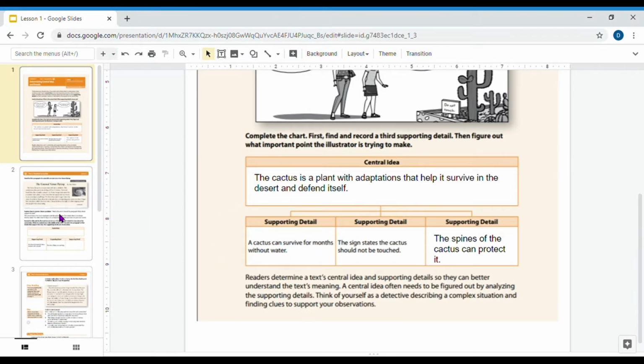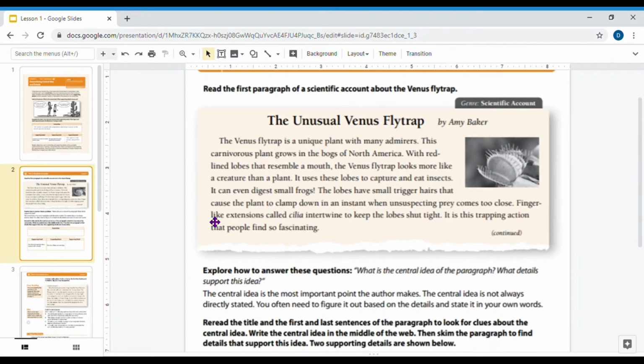So going on to page 2, we are going to be reading this paragraph on the unusual Venus flytrap written by Amy Baker. It says, the Venus flytrap is a unique plant with many admirers. This carnivorous plant grows in the bogs of North America. With red-lined lobes that resemble a mouth, the Venus flytrap looks more like a creature than a plant. It uses these lobes to capture and eat insects.